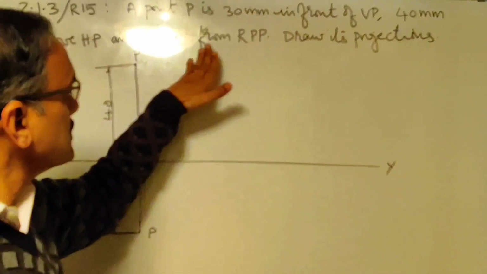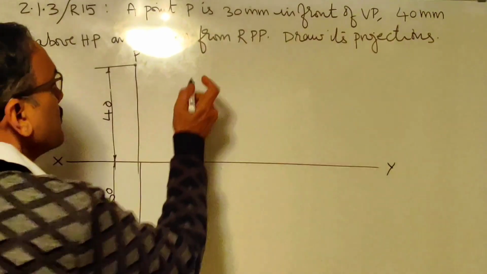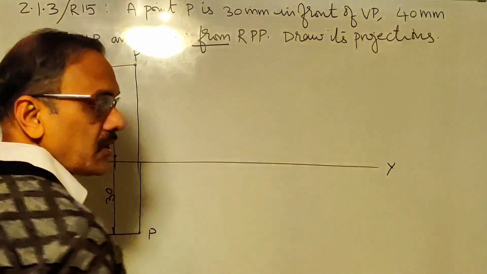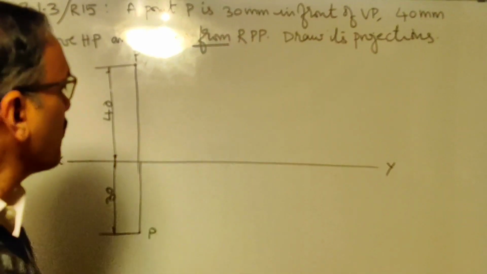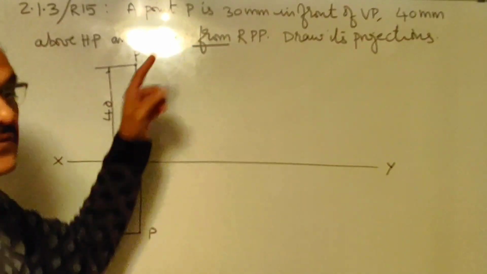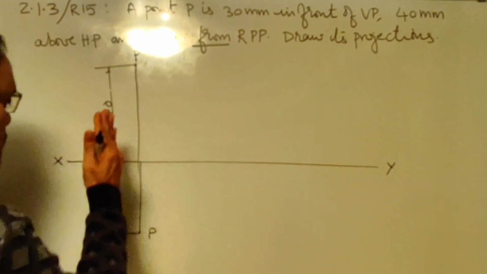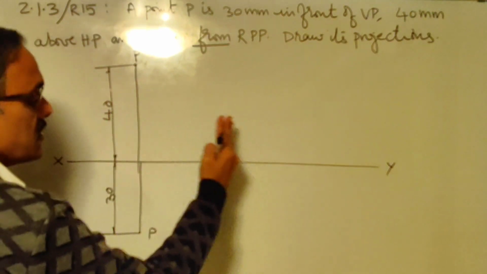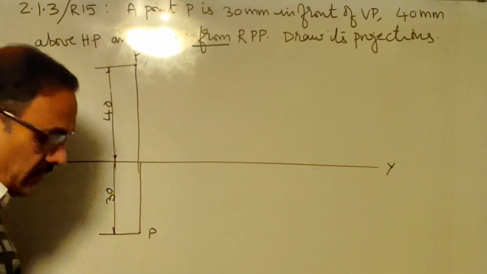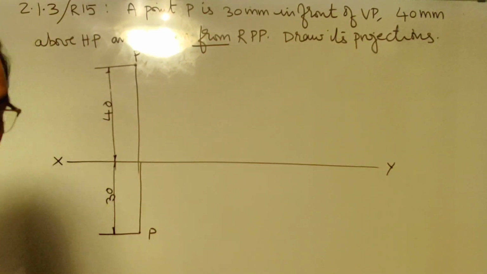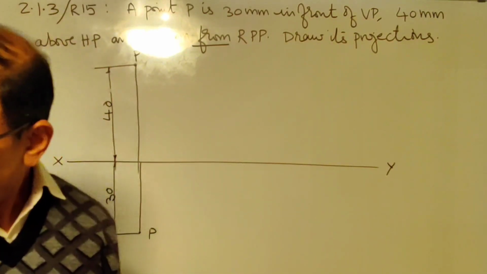So forget about whether it is in front of or behind or from. It's not important for me. Because it is the right profile plane and since the distance is 50 mm, from this projector I measure a distance of 50 mm towards the right and then draw a line there. What is that line? See, let me show you here.